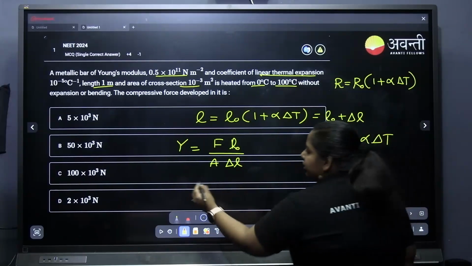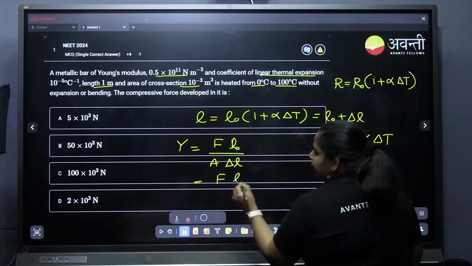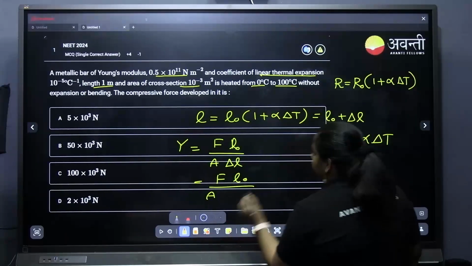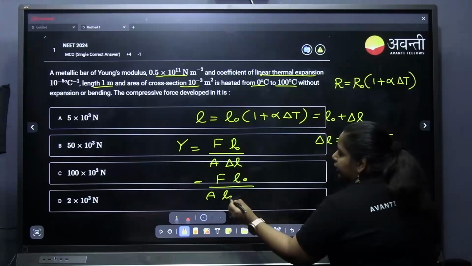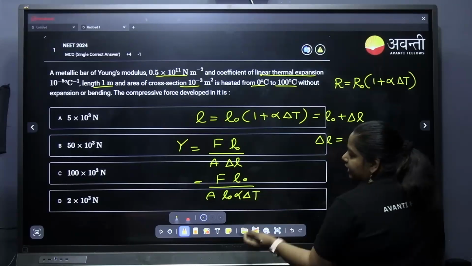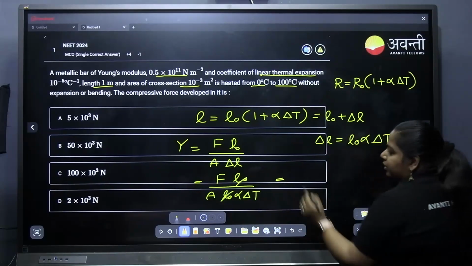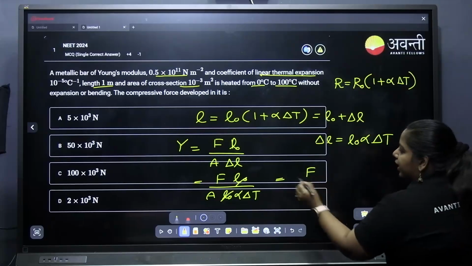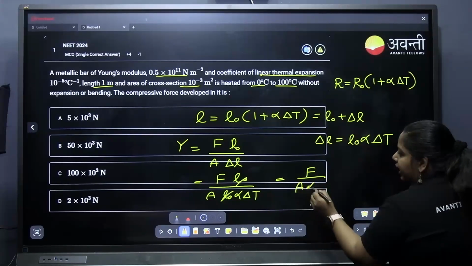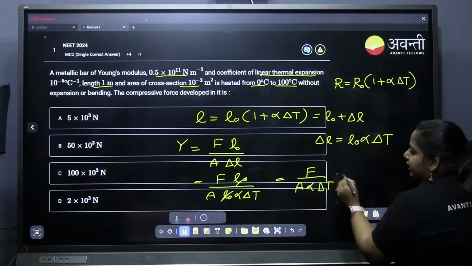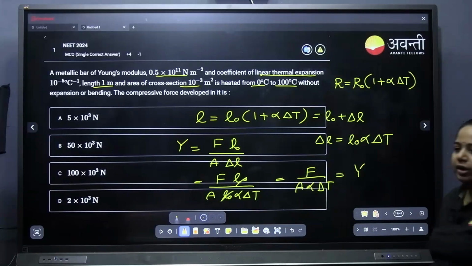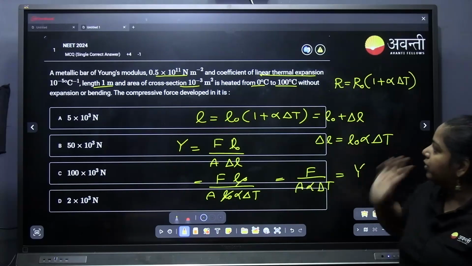Substitute that here. So F L naught by A into L naught alpha delta T. L naught cancels. You will have F by A alpha delta T as the equation for Young's modulus. Okay, now what we have to find, we will see.